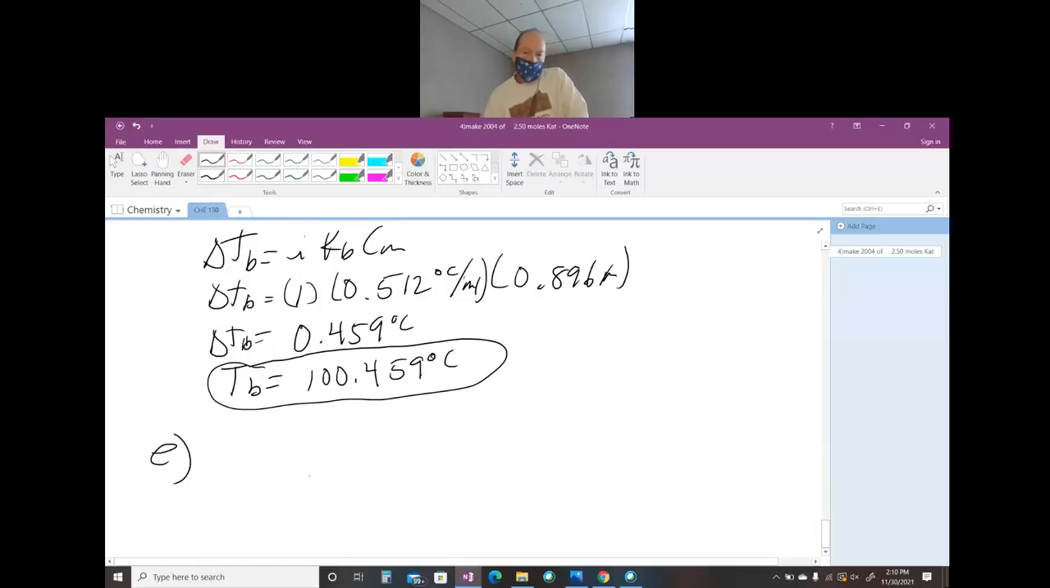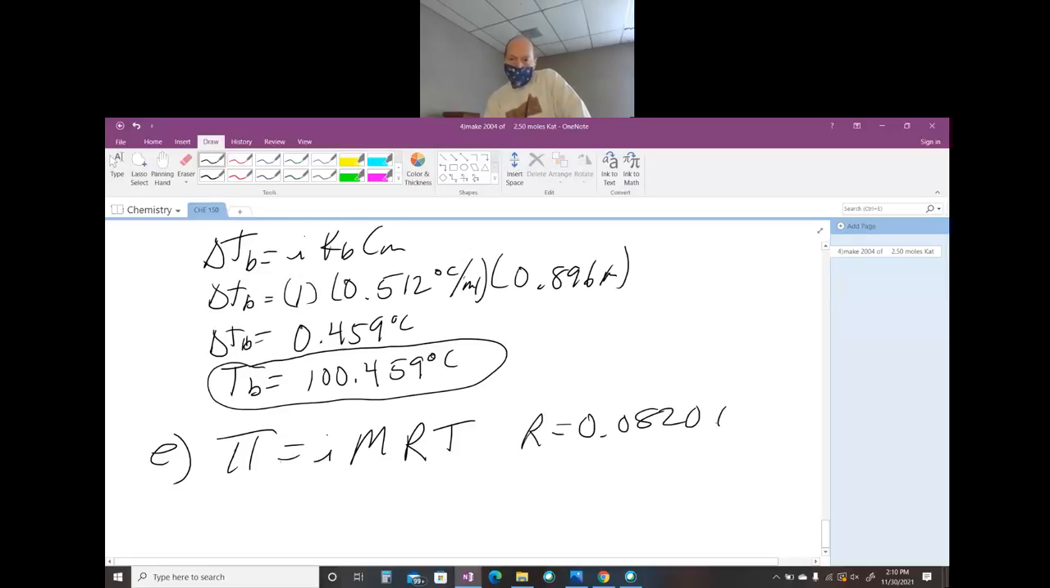Part E says calculate the osmotic pressure. This equation is also given. That is your IMRT. All right, so here you have to know that osmotic pressure is going to be in atmospheres, which tells you what R value to use. So you have to use the 0.08206 liter atmosphere per mole Kelvin. All right, and of course, as always, your temperature has to be in Kelvin.